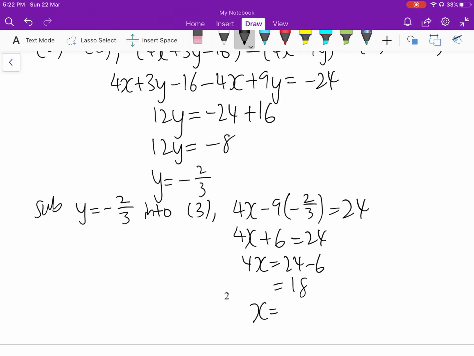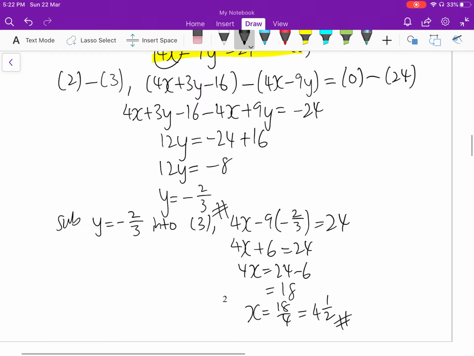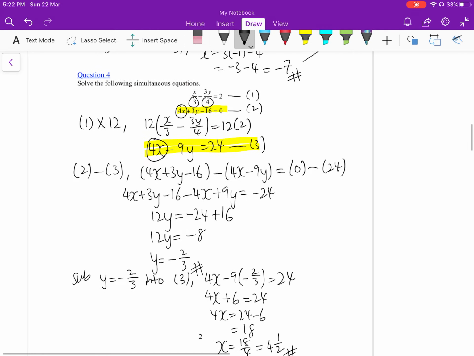So x is 18 over 4, which in simplest form is 4.5. With that, you have solved both x and y. Your x is 4.5, and your y is negative 2/3. You have managed to solve this question already. This is considered the tougher question because of the fraction.